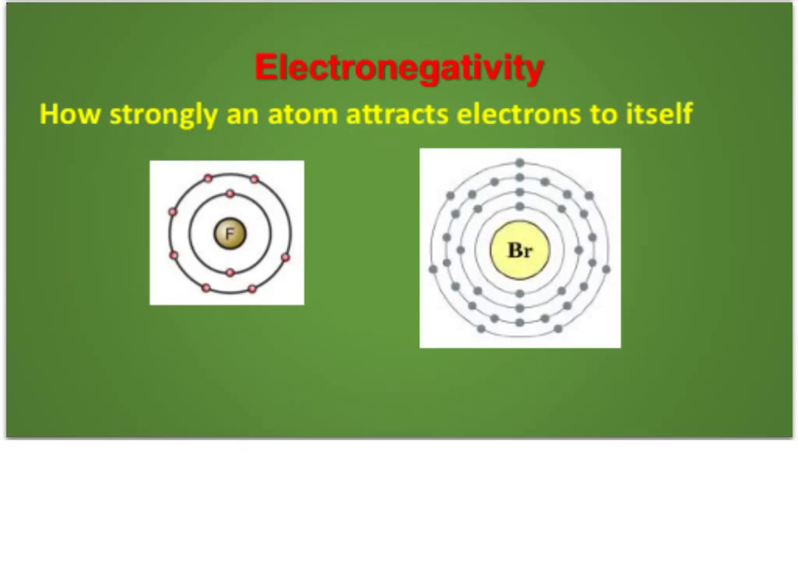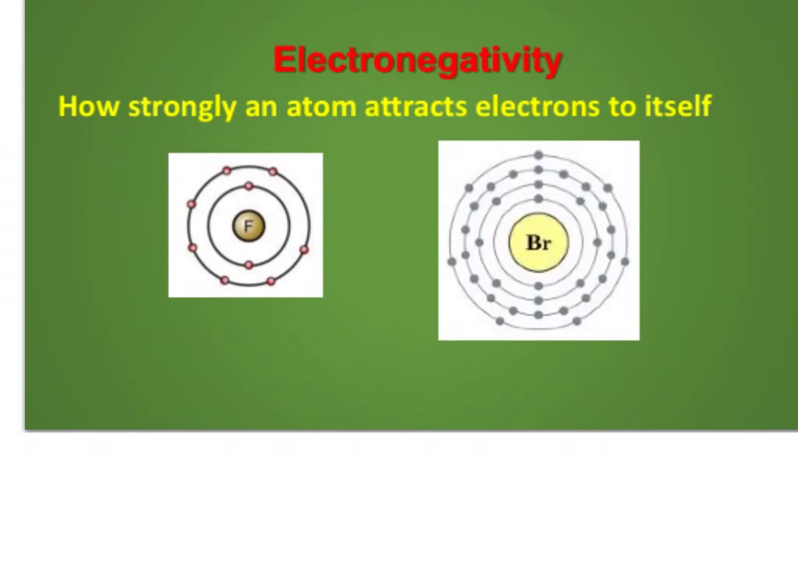So now we're going to talk about electronegativity. Electronegativity is how strongly an atom attracts electrons to itself. That is, how strong of a pull does an atom have on electrons, especially when it's in a bond, when it's bonded to something else. So we look at it within a group first. Because we know fluorine and bromine are within the same group. How do we know they're in the same group? Again, look at the number of valence electrons.